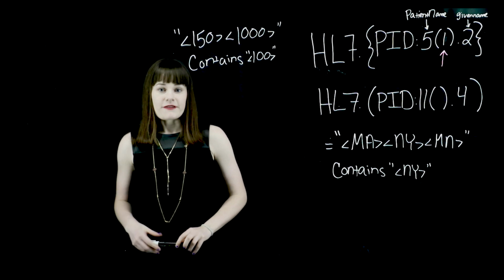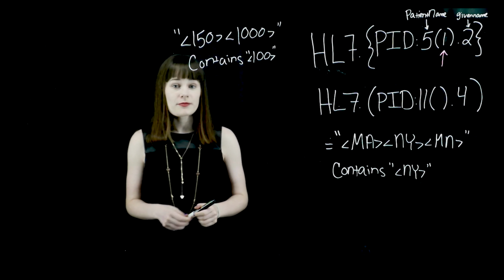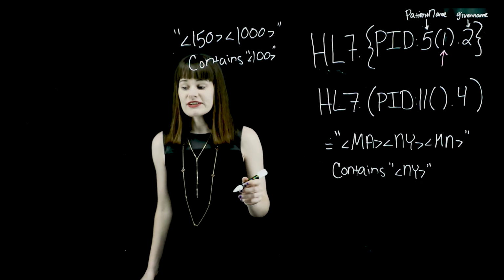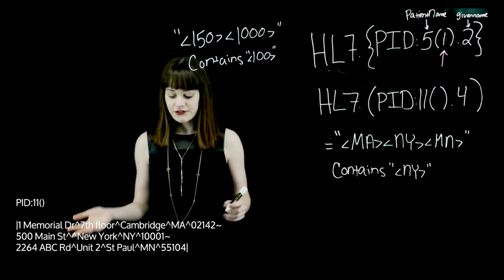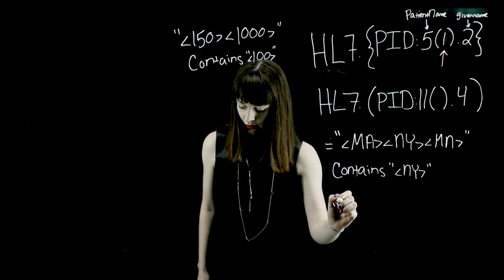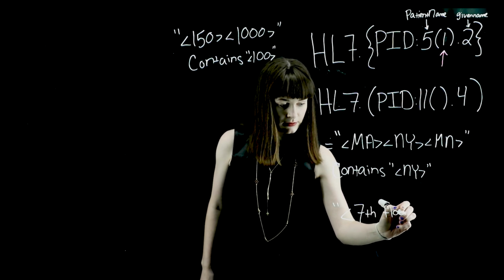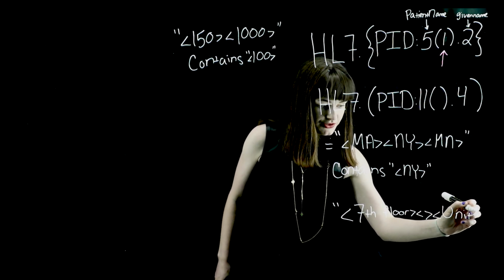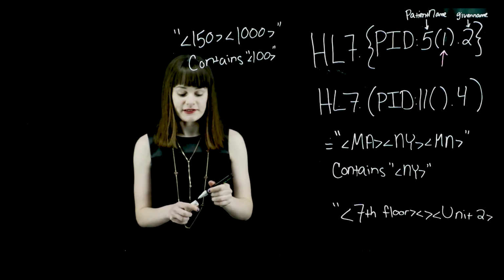A couple more things to note here. First is that if the subfield that we're referring to is blank in one or more of the occurrences, that's represented by a pair of empty angle brackets. If we look at address line 2 here, notice that it's blank for our New York address. So the value of HL7.(PID11()).2 would be 7th floor, and then a pair of empty angle brackets and then unit 2. So we account, using the empty angle brackets, for instances where the subfield is blank.